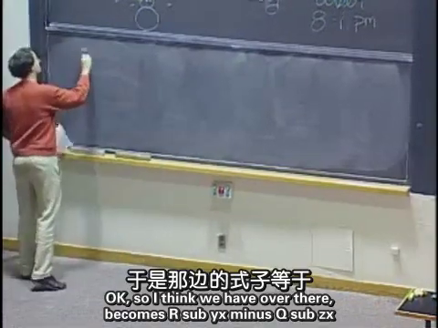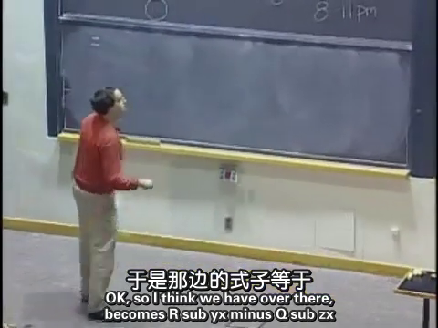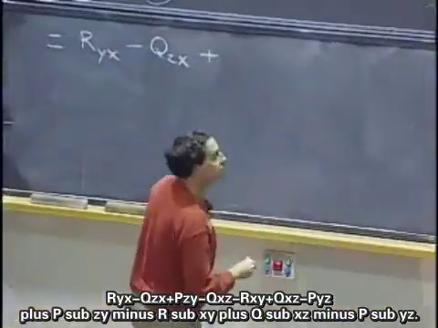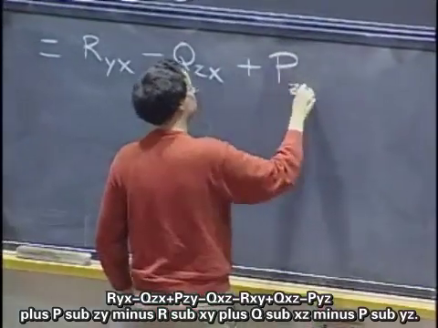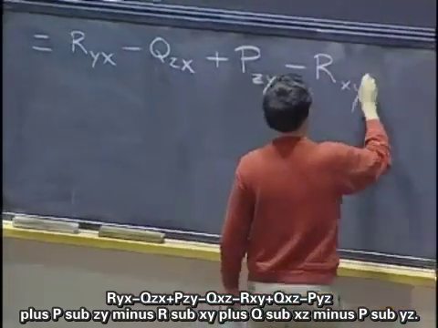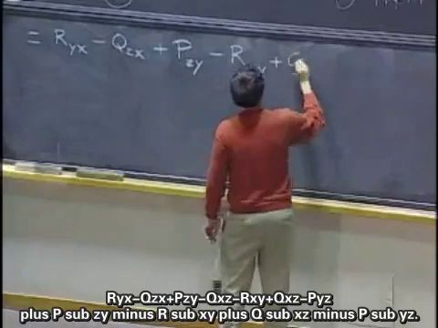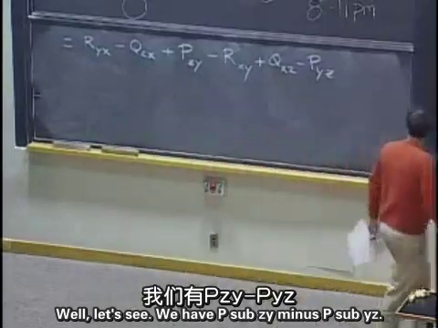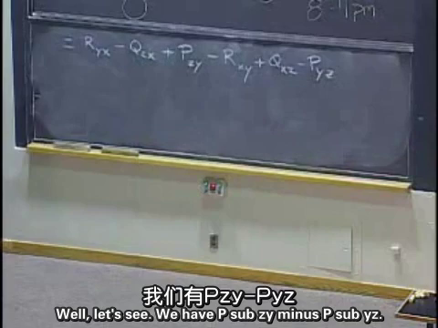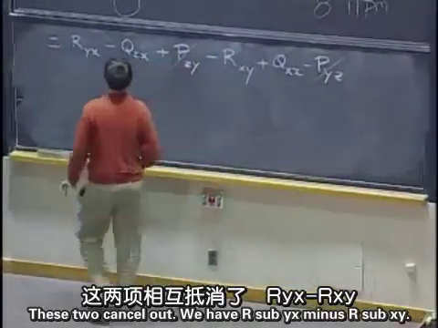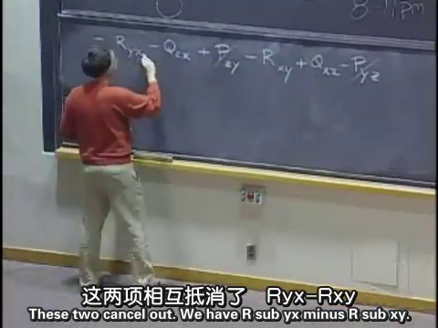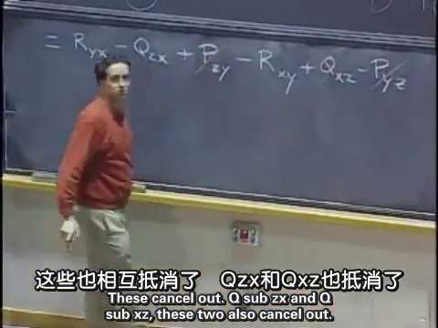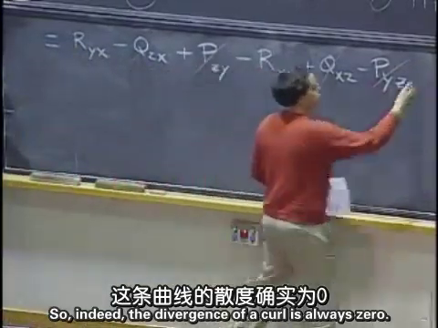Okay, so I think what we have over there becomes R sub yx minus Q sub zx plus P sub zy minus R sub xy plus Q sub xz minus P sub yz. Well, let's see. We have P sub zy minus P sub yz. These two cancel out. We have R sub yx minus R sub xy. These cancel out. Q sub zx and Q sub xz. These two also cancel out. So indeed, the divergence of a curl is always 0.